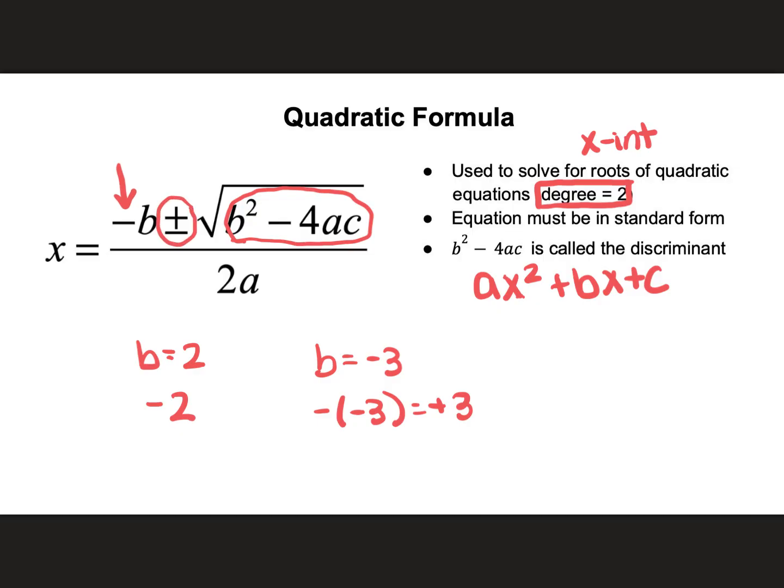The other item that I want to point out is this plus minus in the middle. That means that we actually have two answers sitting there. One has a plus, one has a minus. We just chose to write them together as one.